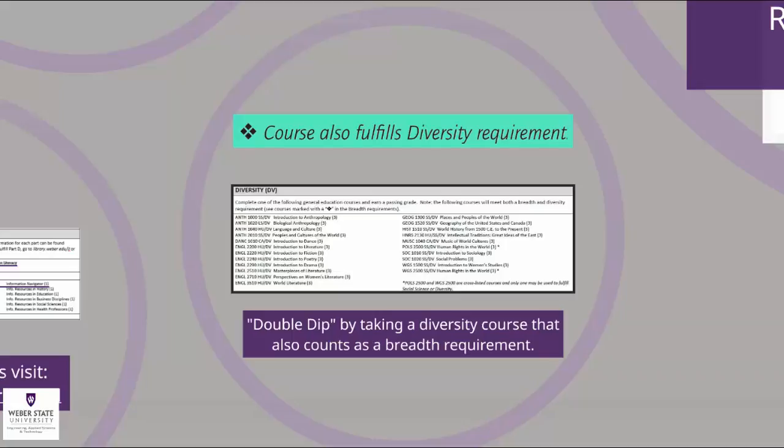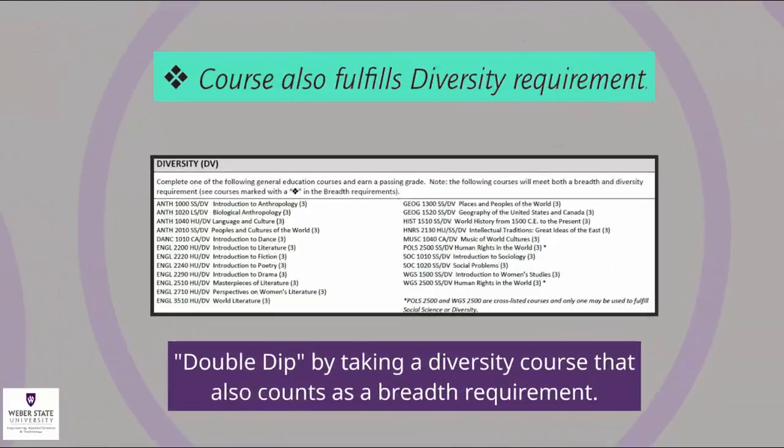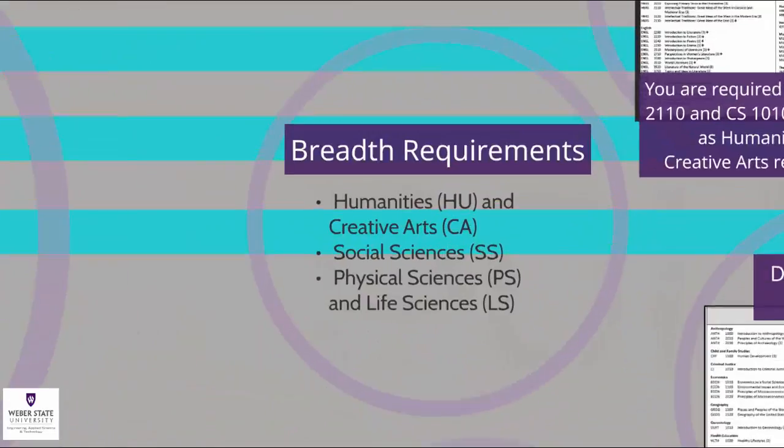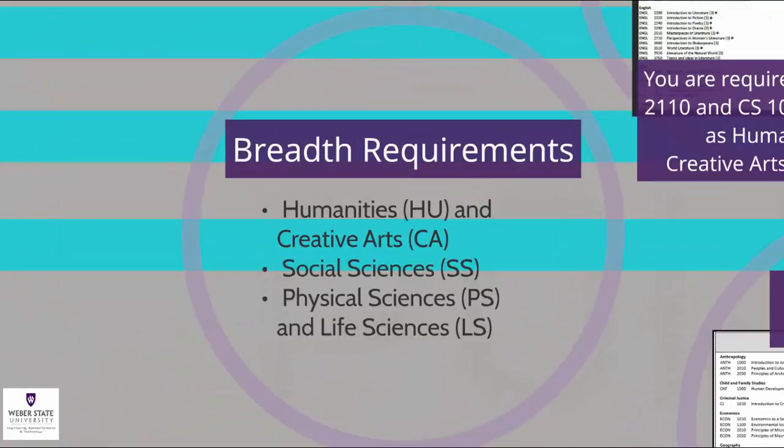This is one of the few times you can double dip on classes. This means, for instance, if you were to take History 1510, that class would count as a social science, as well as for your diversity. When choosing classes in the breadth requirements, please make sure to take one class with a broken diamond. This completes the general education core requirements.